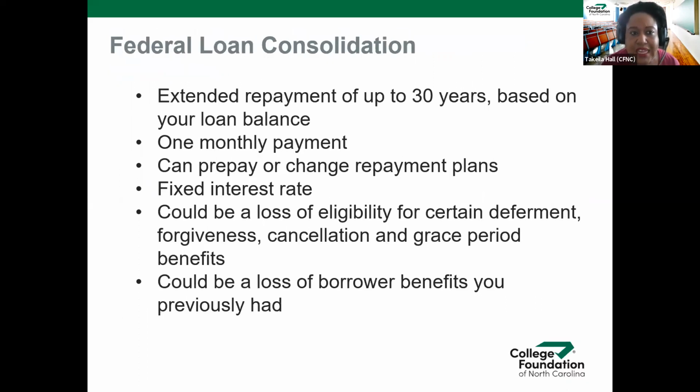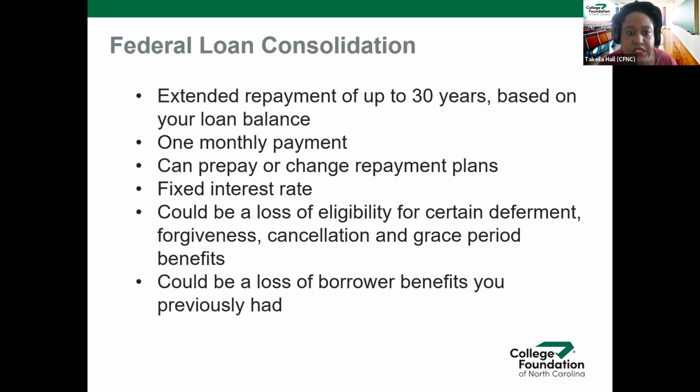Let's talk about federal loan consolidation. I know we get a lot of questions about loan consolidation, so I just want to take a moment to explain it to you. Basically, this is an extended repayment of up to 30 years based upon your loan balance. Instead of paying more than one servicer or lender, you're actually consolidating all your loans into one monthly payment. That's one of the beauties of this particular option. And you can prepay or change repayment plans.